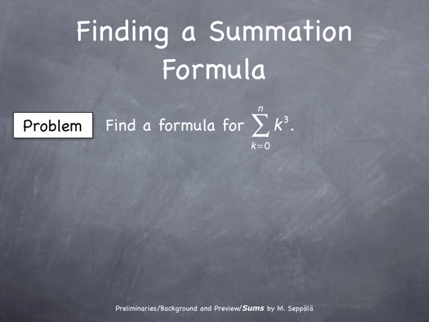Here n is a positive integer, so this summation from 0 to n of k cubed is 0 cubed plus 1 cubed plus 2 cubed plus, and so forth, all the way up to n cubed.